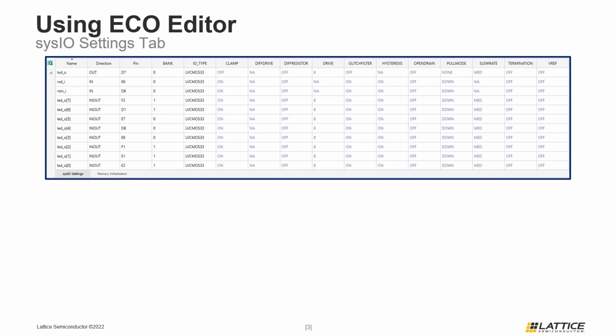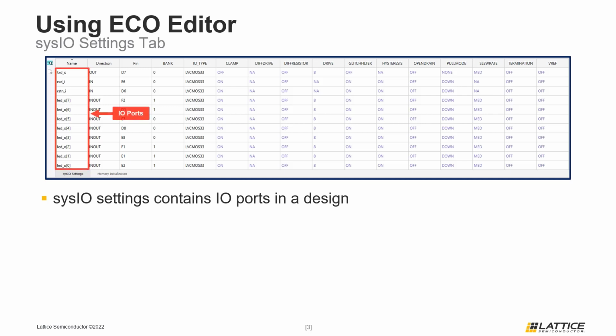As can be seen from the bottom of the window, sysio Editor has two main tabs, sysio Settings, and Memory Initialization. Each of these tabs contains one of the main settings that can be modified using sysio Editor. The default tab when sysio Editor is opened is its sysio Settings tab. On the left side of the sysio Settings tab are the I/O ports in a design.